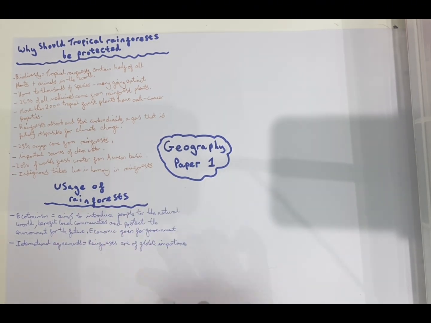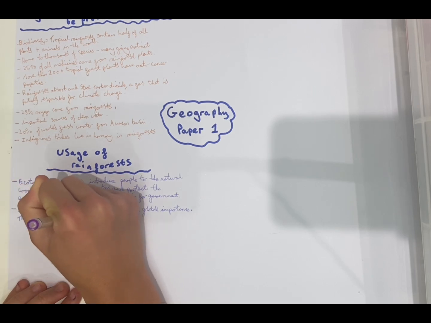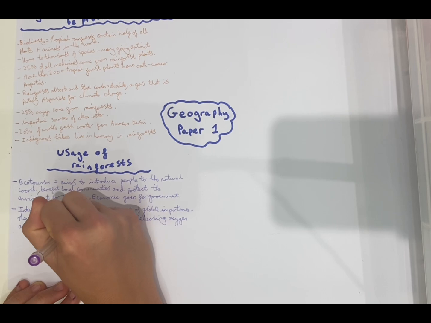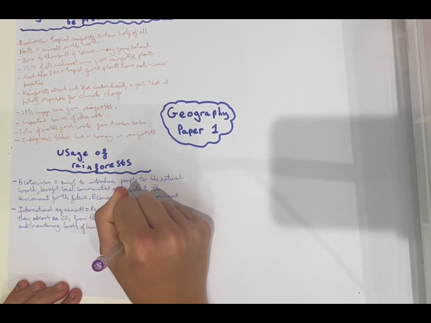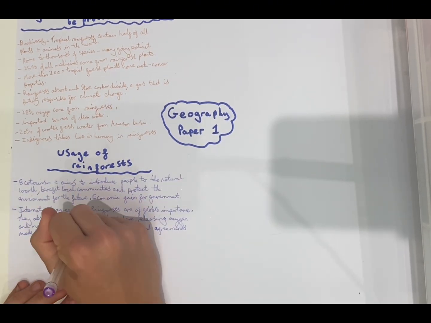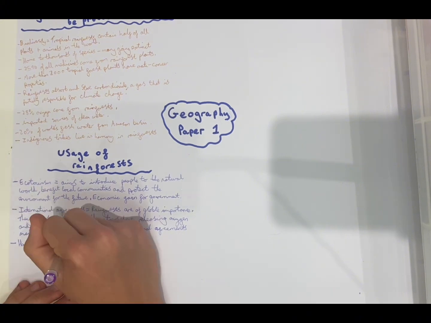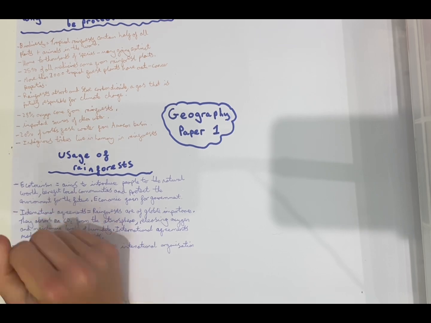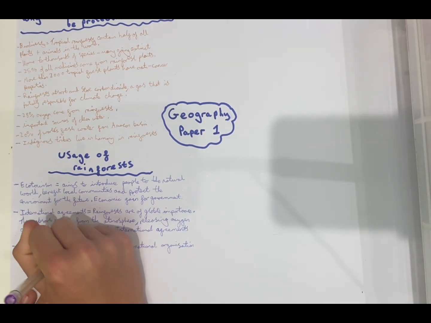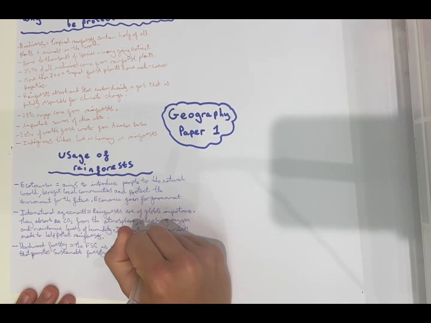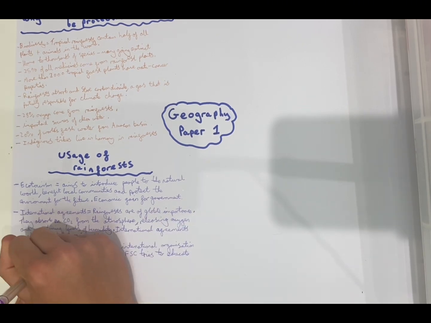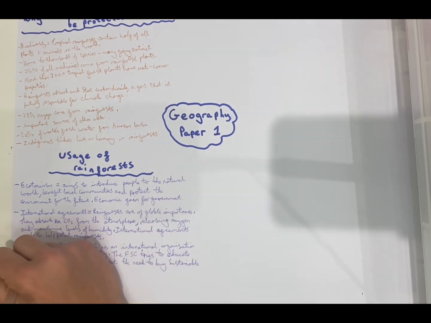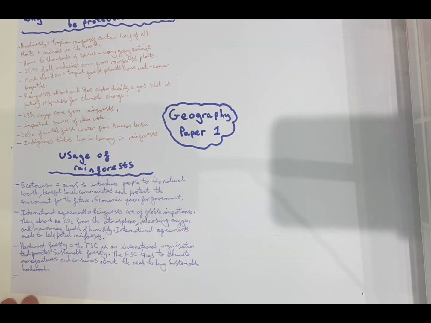Rainforests are of global importance as they absorb carbon dioxide from the atmosphere, releasing oxygen and maintaining levels of humidity. International agreements have been made to help protect these rainforests. The next part is hardwood forestry. The FSC is an international organisation that promotes sustainable forestry. The FSC tries to educate manufacturers and consumers about the need to buy sustainable hardwood, rather than hardwood that does negatively affect the environment. Debt reduction.